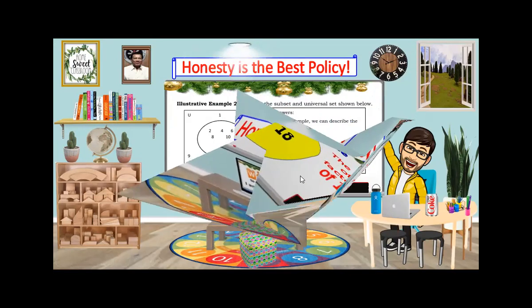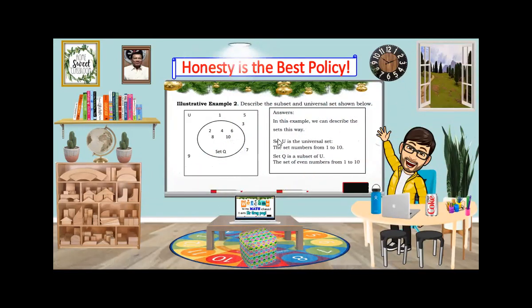Okay? Then let's have illustrative example number 2. Describe the subset and universal set shown below. This is our example on the left side. There is a circle inside, and there are also numbers inside set Q. So what do we have here? It says here, set Q is the universal set.